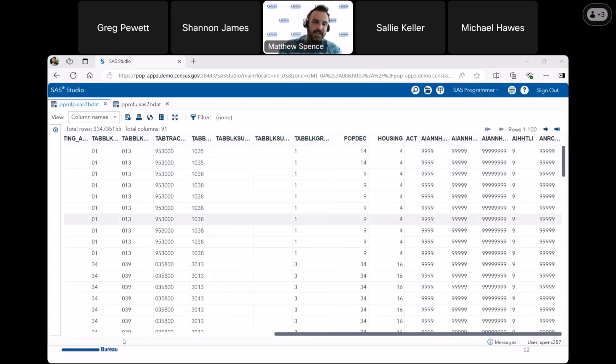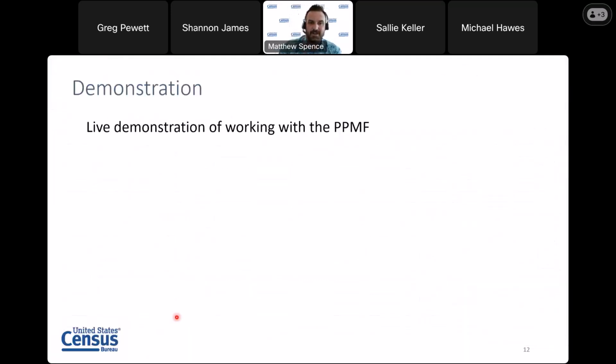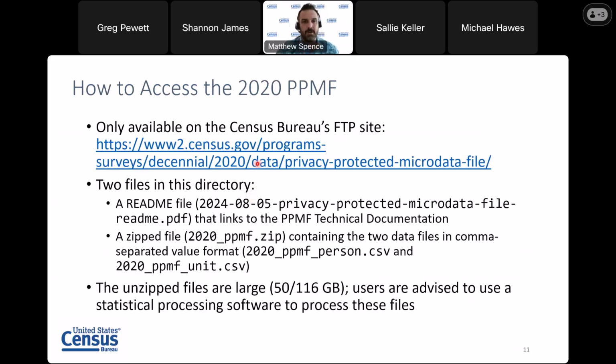So you might be thinking, well, how do I understand what all these are? Well, if you go to the Census Bureau FTP website and control click it, which might work. Just a second. Let me pause sharing and see if I can get this to work. Okay. There we go. I will resume sharing.